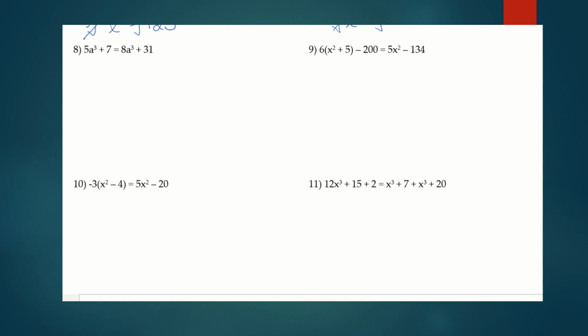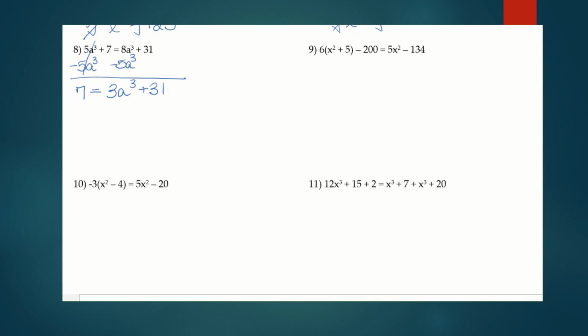All right, looking at number 8. I'm going to get all my cube terms on the same side. In order to not deal with too many negatives, I'm going to subtract 5a cubed from both sides. Since it was positive on the left, in order to bring it to the right, I have to subtract it. Now when I do that, I'm left with 7 equals 3a cubed plus 31.